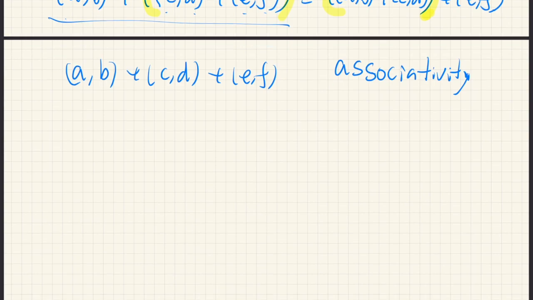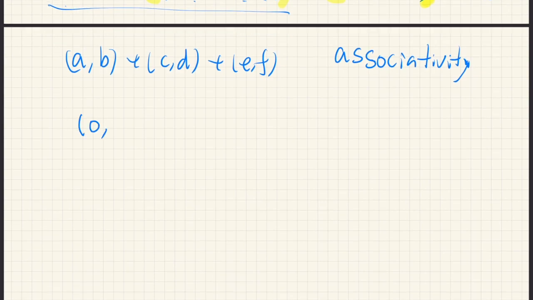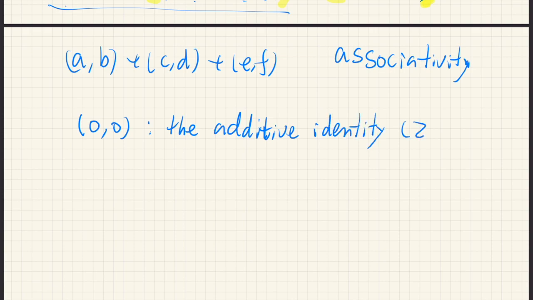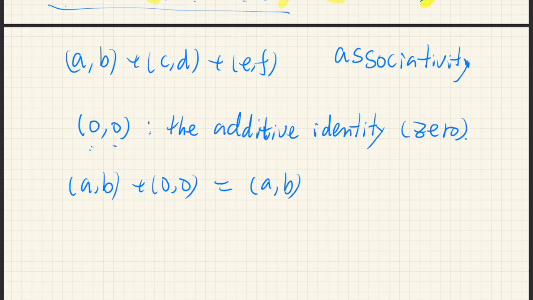And next, there is a special element, (0, 0), and this acts as the additive identity, which is often called the zero element. So it's not just the zero of the real numbers, but a pair of two zeros. What this means is that for any element (a, b), if we add (0, 0), we get the original element unchanged. This is the property that defines the additive identity.